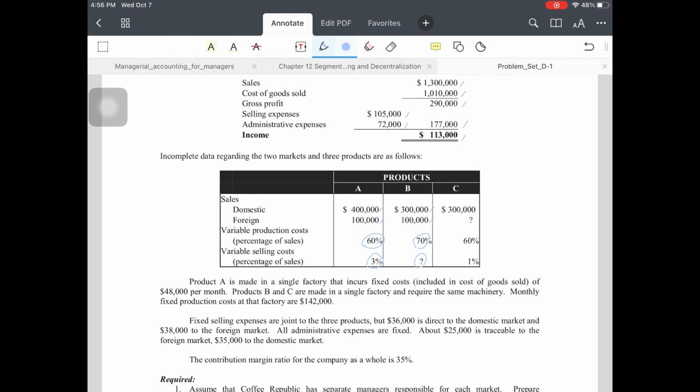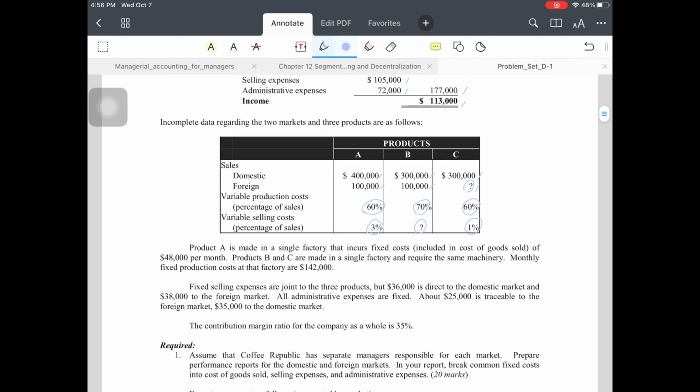For product C, we have $300,000 sales under the domestic market, and for foreign it is unknown, so we have to solve that later in the problem. For its variable production cost, the percentage of sales is 60%, and its variable selling cost is 1% of the total sales.